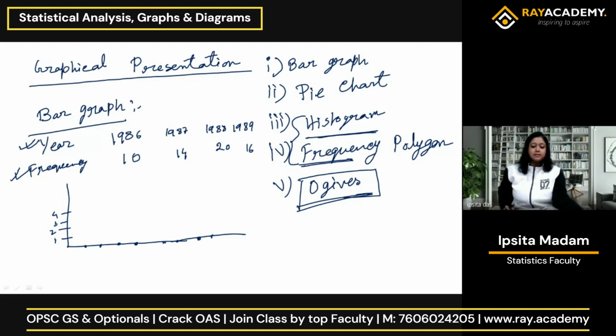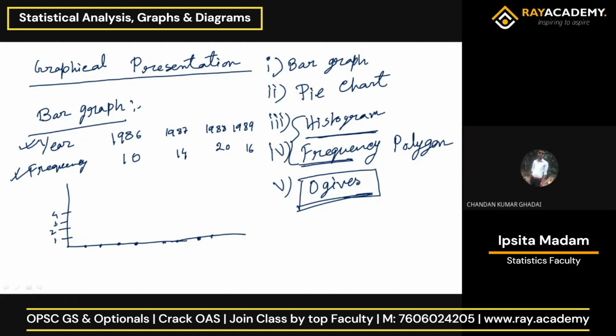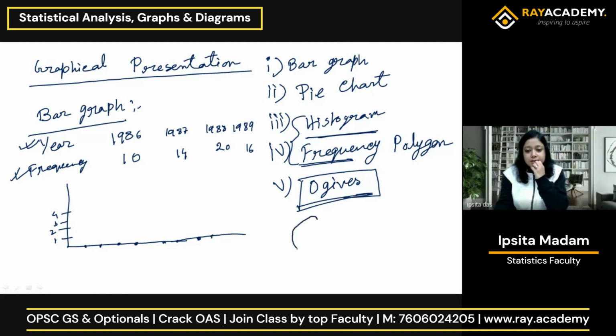And the pie chart. It is a circular representation of the data. The total angle is 360 degrees, and this circle is divided into many segments as per your data. The total is 100%, which is 360 degrees.